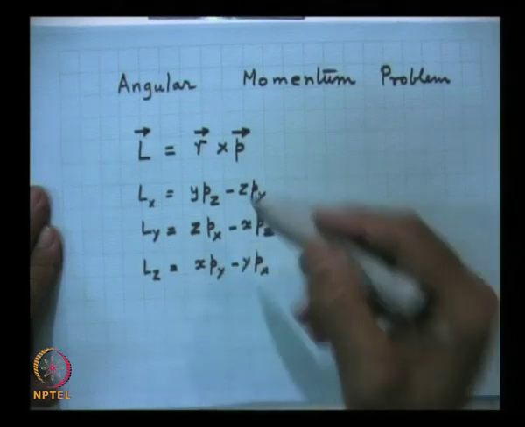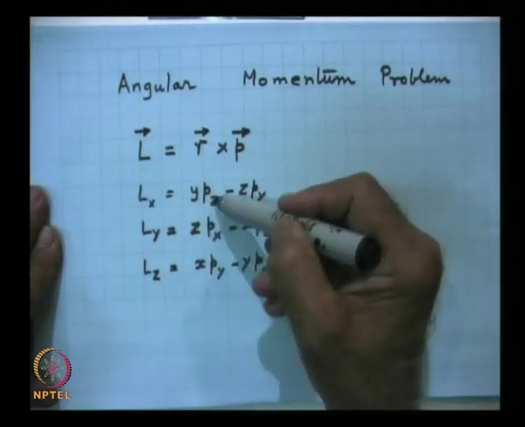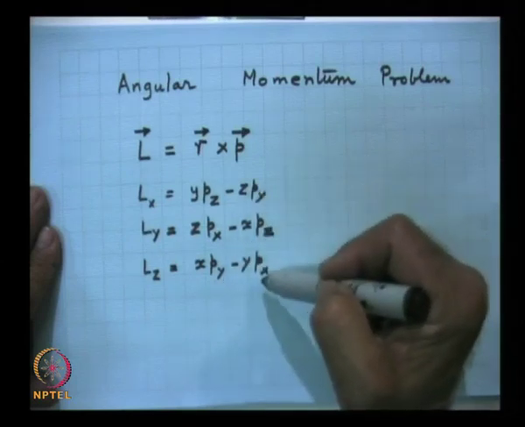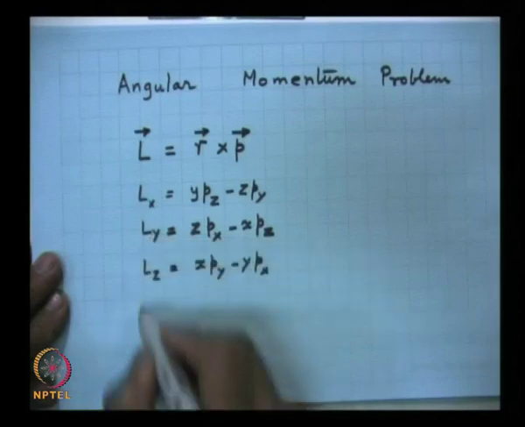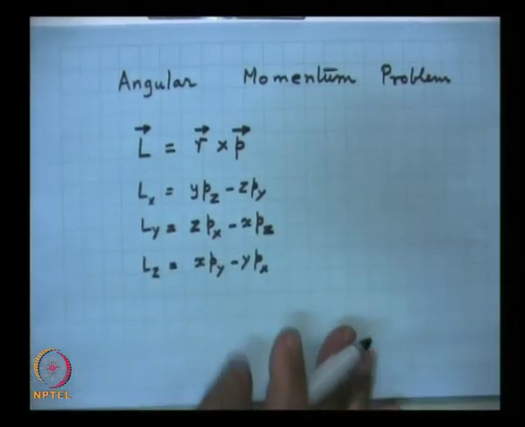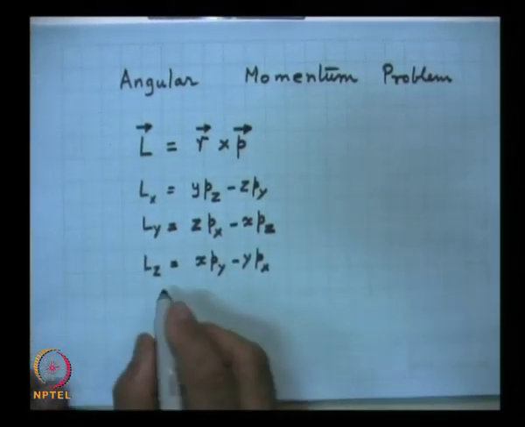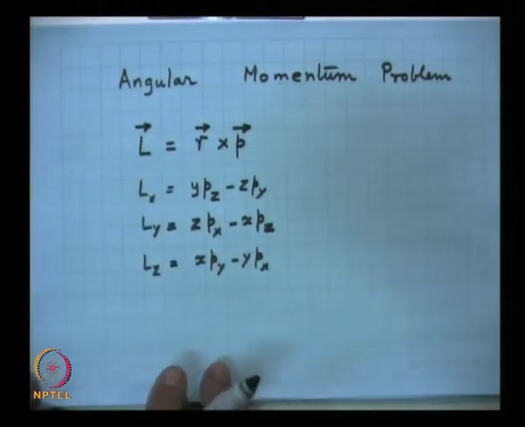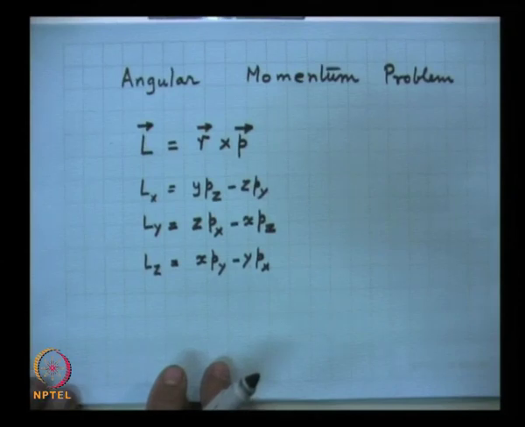They are in cyclic order: y z x, z x y. So, they are in x y z, all in cyclic order. These are the definitions of the x, y and z components of the angular momentum in classical mechanics.